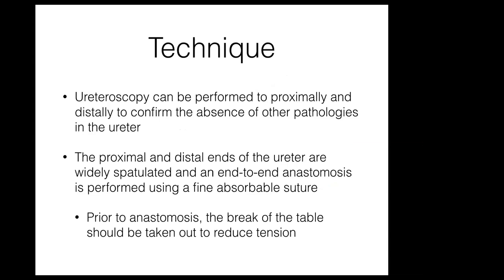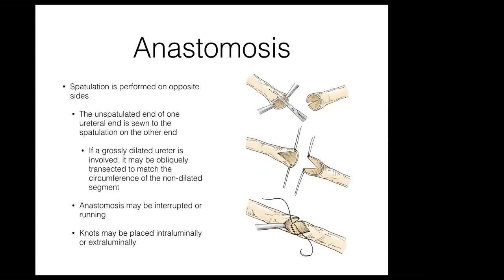The proximal and the distal ends of the ureter are then widely spatulated, and then end-to-end anastomosis is performed using a fine absorbable suture. Important to note also, before performing the actual anastomosis, the break of the table should be taken out to reduce tension on the anastomosis.